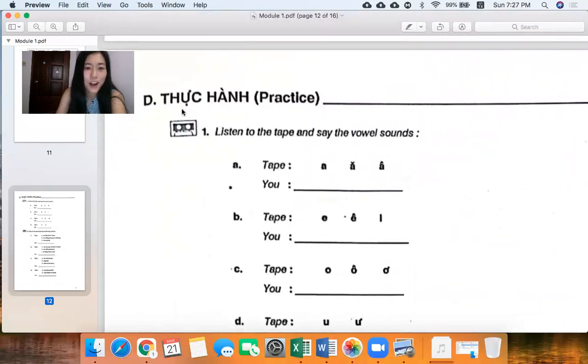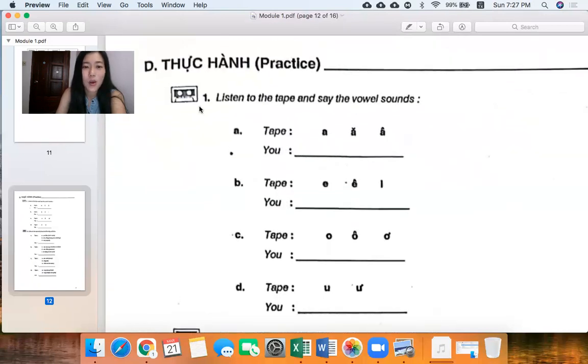Now practice. Thực hành. 1. Listen to the tape and say the vowel sounds.